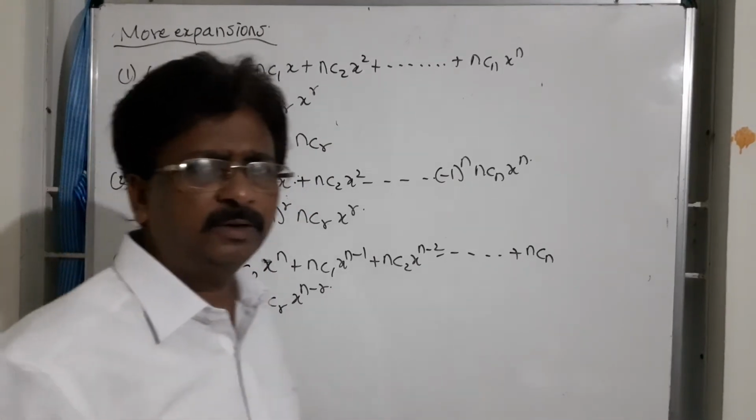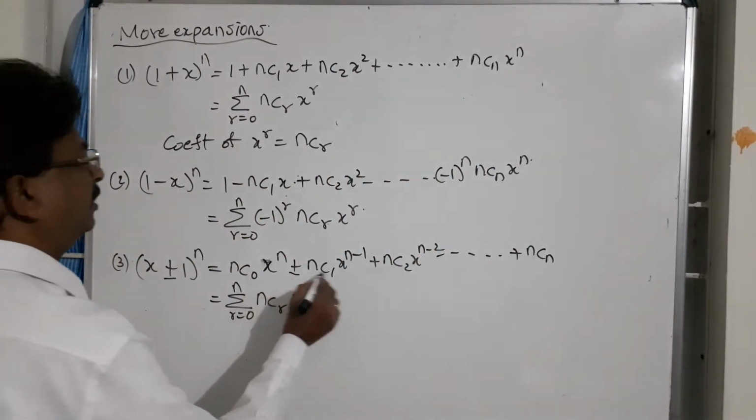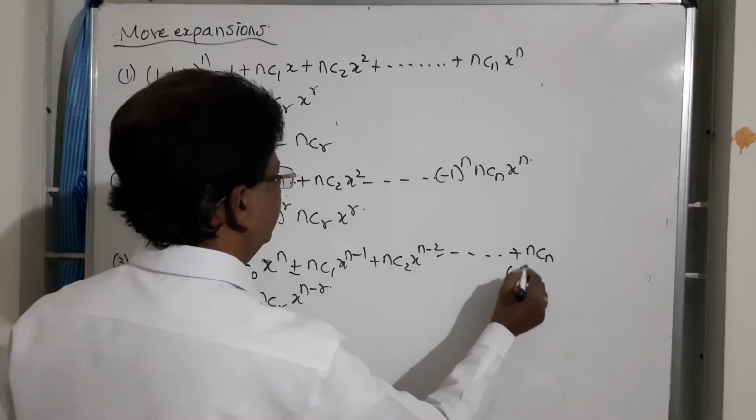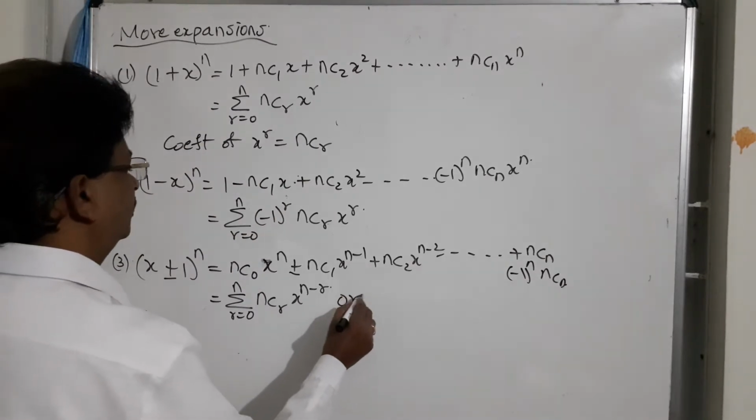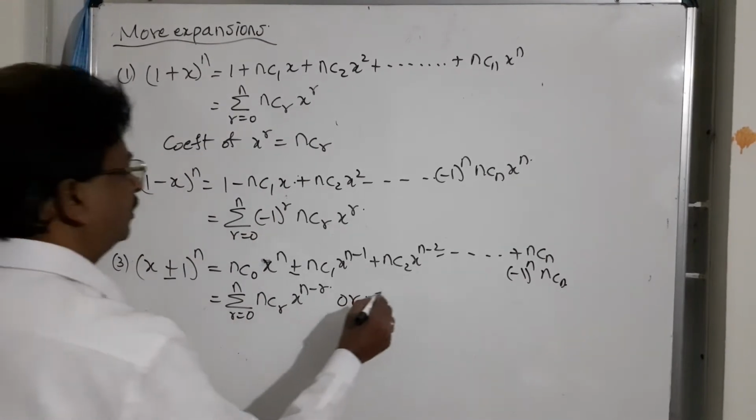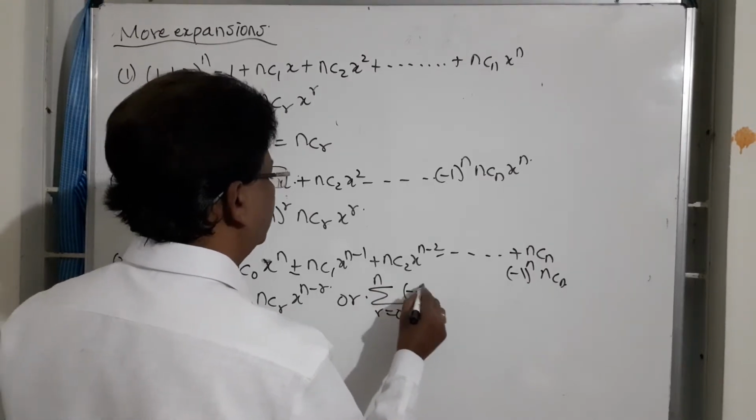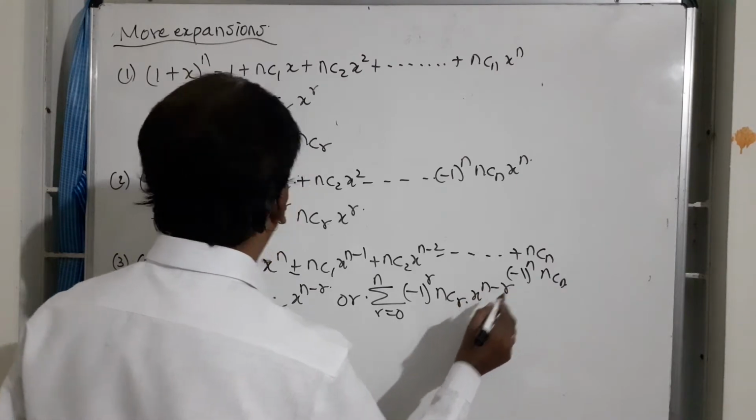Similarly, (x minus 1) to the power of n is also required. Here we can write it with a minus sign, next minus sign, and so on, finally minus 1 whole to the power of n into nCn. So for (x minus 1) to the power of n, the sigma notation is r equal to 0 to n, (minus 1) to the power of r, nCr into x power n minus r.